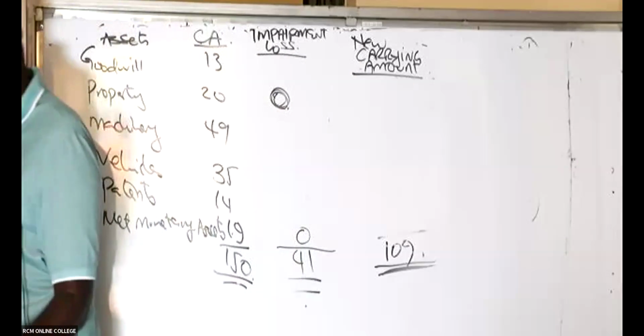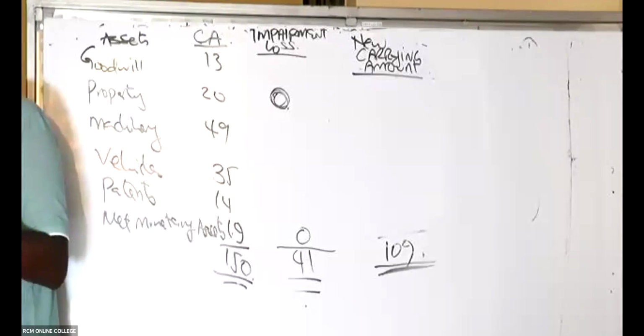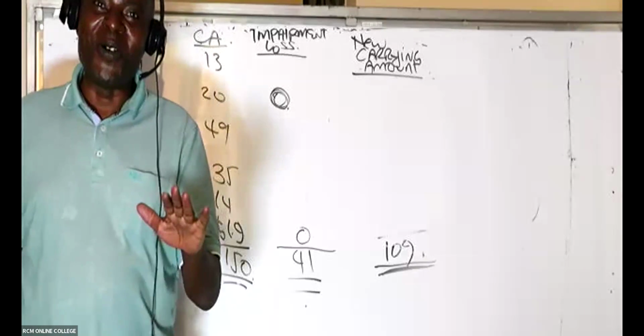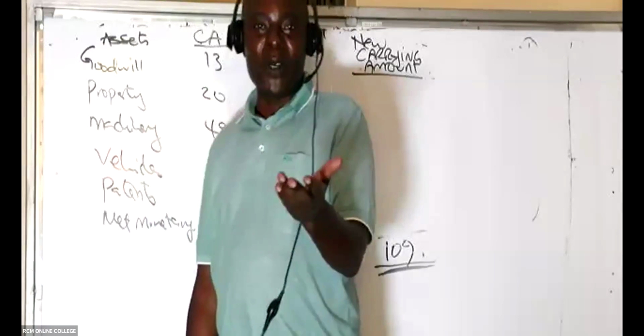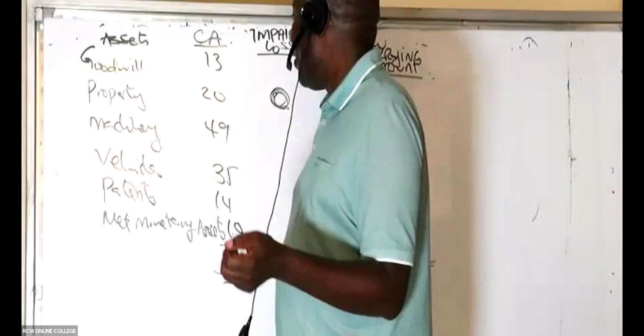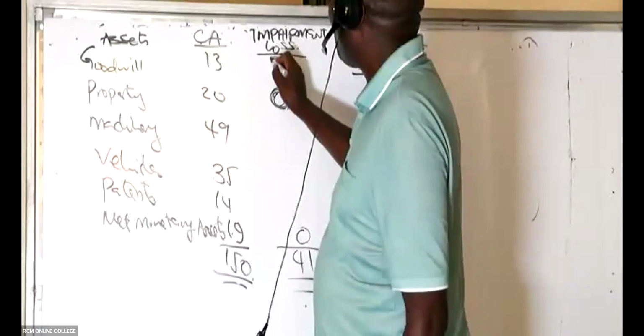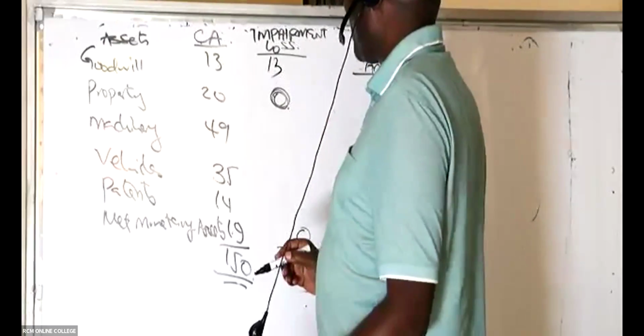First of all, we have to impair goodwill, not patents. Patents cannot be impaired fully unless you're told so. In this case, it is goodwill that will be impaired fully. So goodwill has this 13, impair it fully. Give it 13.